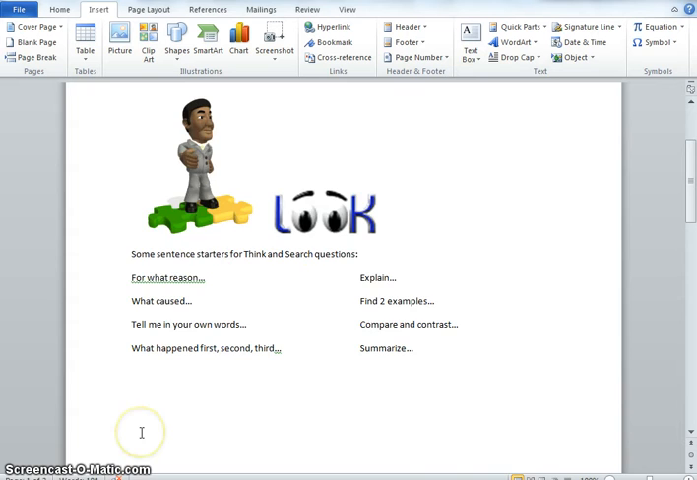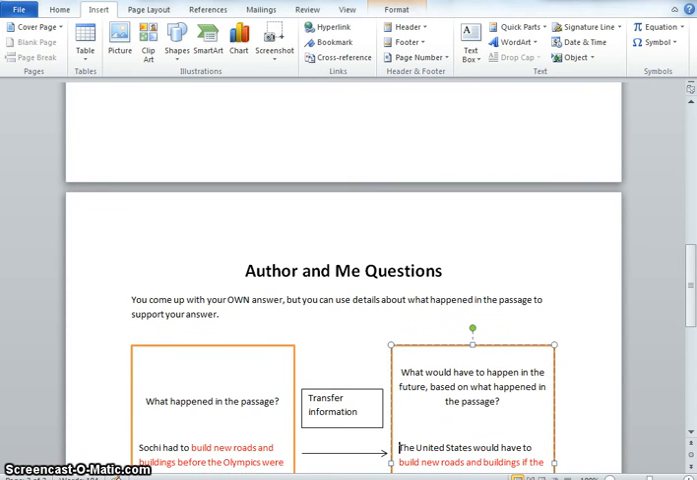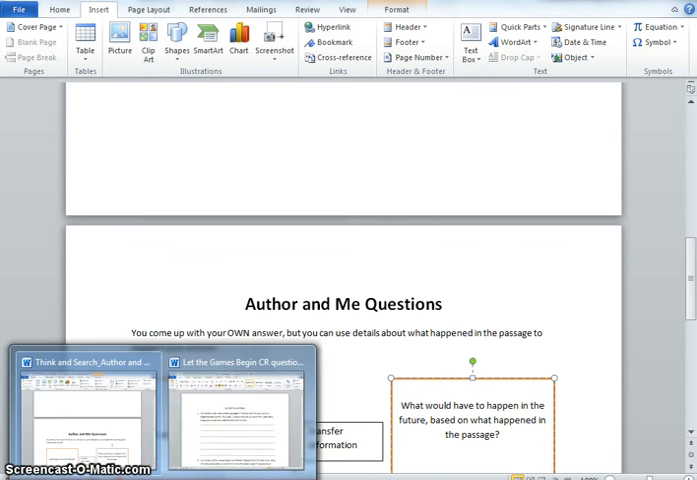The next type of question is an author and me question. And when we have an author and me question, you come up with the answer on your own. There's nothing in the passage stated about what the question is asking you, but you would be able to find details in the text to support your answer. So you look at what happened in the passage, and then you transfer the information to what could happen, what would have to happen in the future based on what you read in the passage. Okay, so let's go ahead and give this a shot.